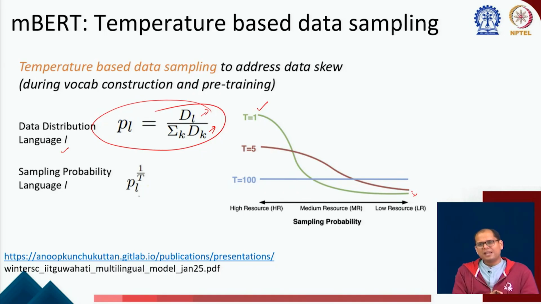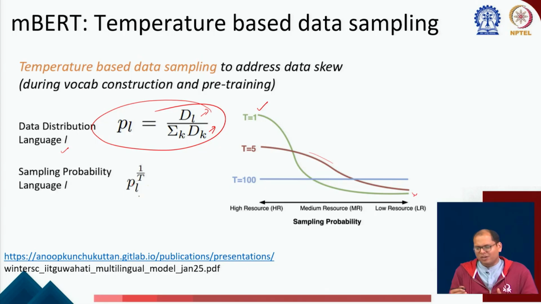So what they did, they said, okay, I can take this probability and do some temperature sampling. That is, if a language has less data, I'll sample that more than a language that has more data. So you can do different sampling. If you do 1 by 5, you get a curve like that, where you are sampling the high-resource a little less and the low-resource a little more. So you can vary the temperature so that you can sample different languages accordingly, right? So T equal to 100 is roughly uniform sampling, right? It's like each probability to the power roughly 0, so you get an equal value for all.